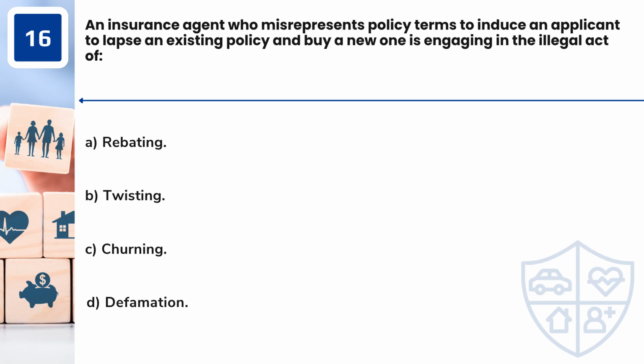Question 16. An insurance agent who misrepresents policy terms to induce an applicant to lapse an existing policy and buy a new one is engaging in the illegal act of A. Rebating. B. Twisting. C. Churning. D. Defamation.